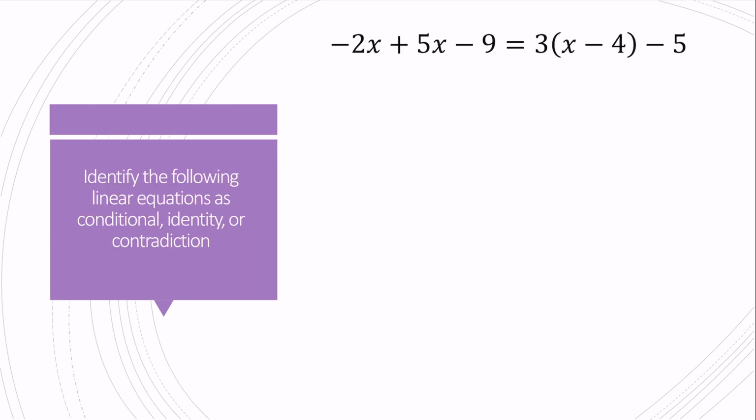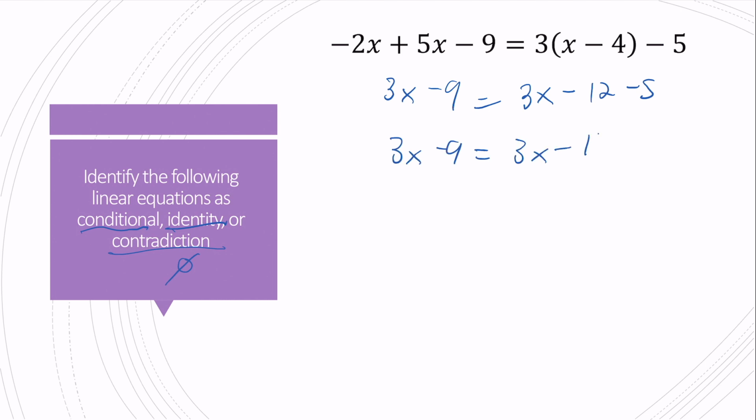So let's do a couple examples and identify these as conditional, which is one solution, identity, which is infinitely many, or contradiction, which is none. So we've got multiple occurrences of our variable. Let's start by simplifying both the left and right-hand sides. On the left, I'm going to combine like terms. Negative 2x and 5x is 3x. On the right-hand side, I'm going to distribute: 3x minus 12 minus 5. I get 3x minus 9 is 3x minus 17.